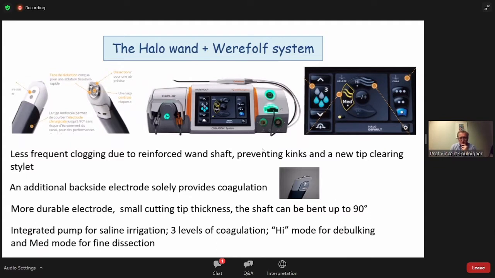There is also an integrated pump for saline irrigation, and there are three levels of coagulation. And regarding ablation, there is a high mode for debulking and a med mode, an intermediate mode for fine dissection. So you can see here the high mode and the med mode. So you have several levels of coagulation and several levels of ablation with this new system. So this is a great improvement, I think.